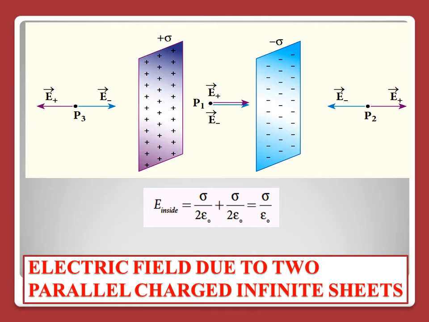Sigma by epsilon naught is taken outside. Half plus half is 1. Therefore, you get it as sigma by epsilon naught. So, the total electric field due to two parallel charged infinite sheets will be equal to sigma by epsilon naught, and E is inside.